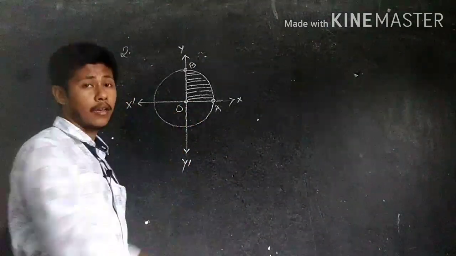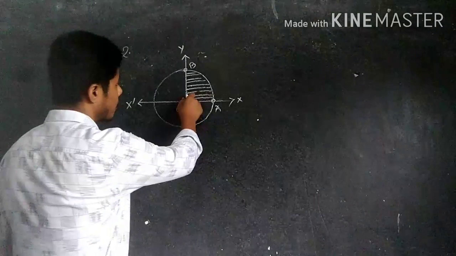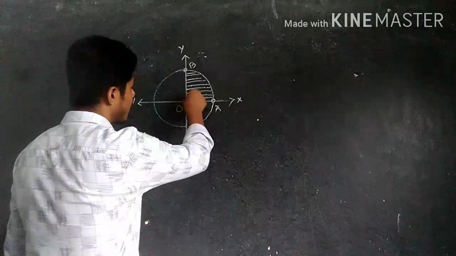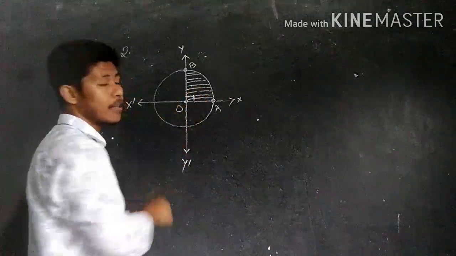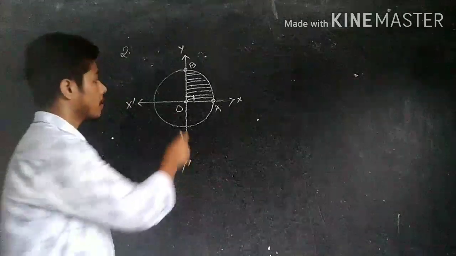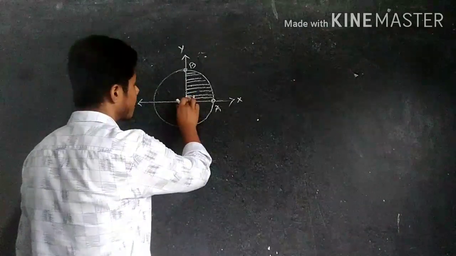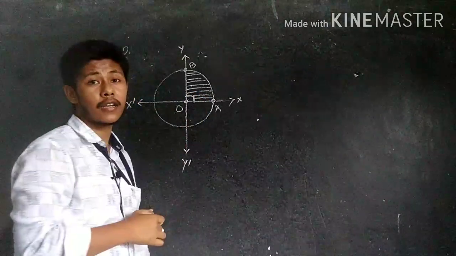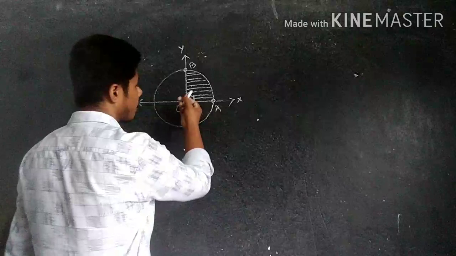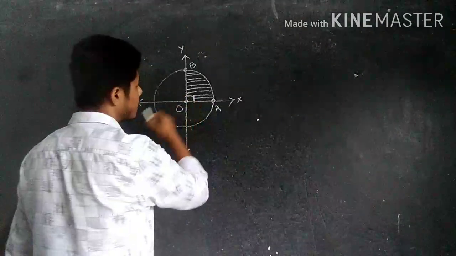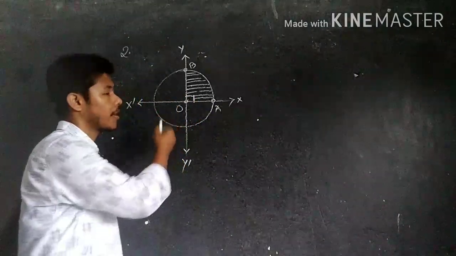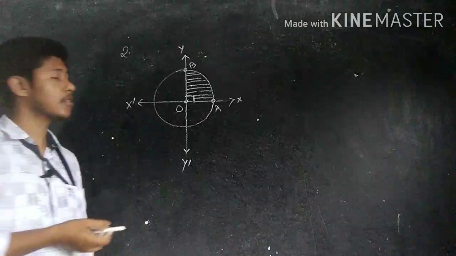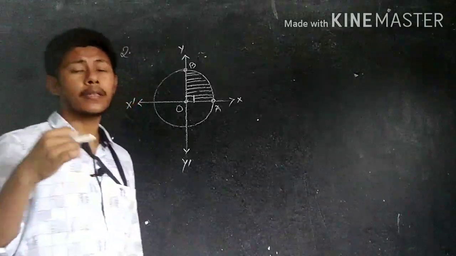Here the angle we already know. If it is a quadrant, then this angle is how much? Obviously 90 degree, is it not? So this angle is 90 degree, so theta equal to 90 degree. Now our main task is to find out the radius. The radius is not given, but the circumference is given.